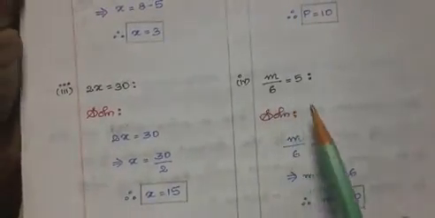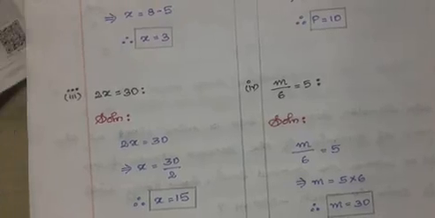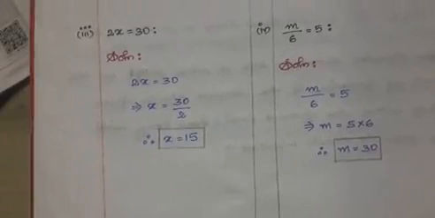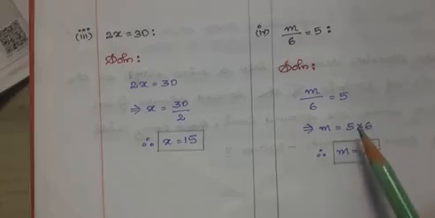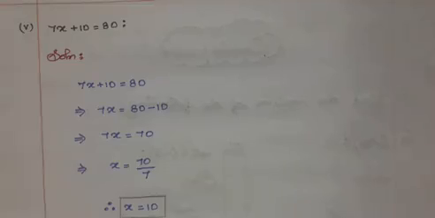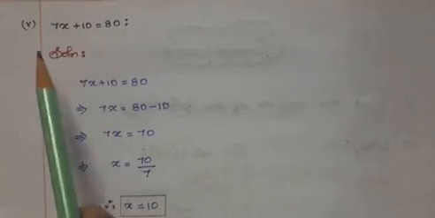Then, fourth question: m by 6 is equal to 5. So, m by 6 is equal to 5. This implies m is equal to 5 into 6, because division when it goes to the other side becomes multiplication. Therefore, m is equal to 5 into 6, which is 30. Yes? Good.